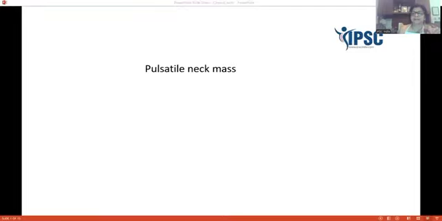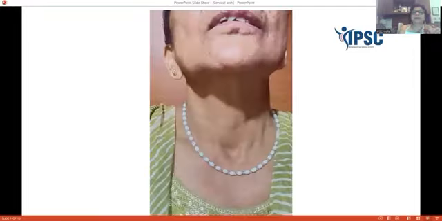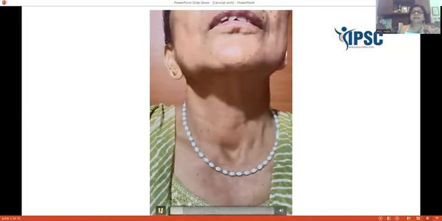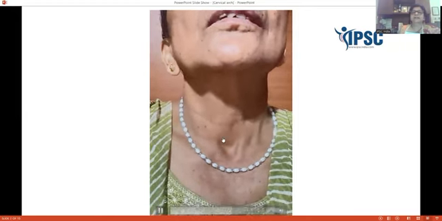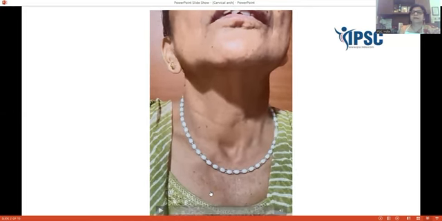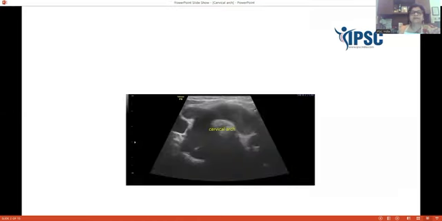Neck mass. The patient had come to the OPD for the diagnosis of this lump, which was pulsatile in her neck. You can see this pulsatile mass, and she was due for a FNAC. On putting the probe, I could see a tubular channel crossing over the trachea. This white structure is the trachea, and on top of the trachea was the aortic arch.